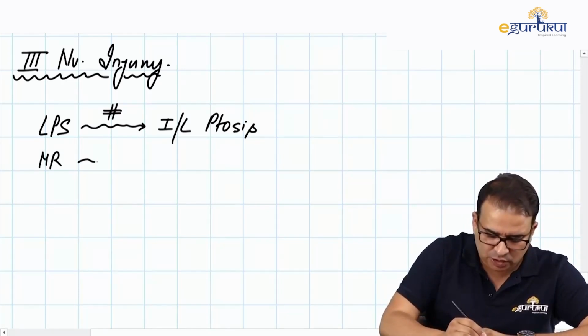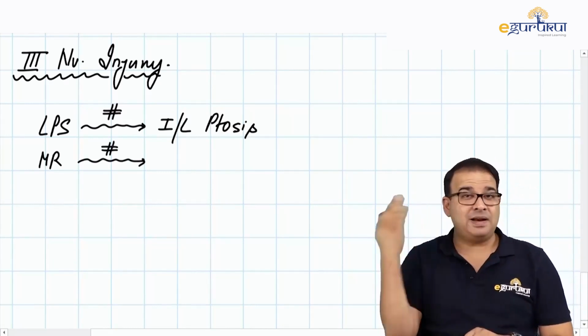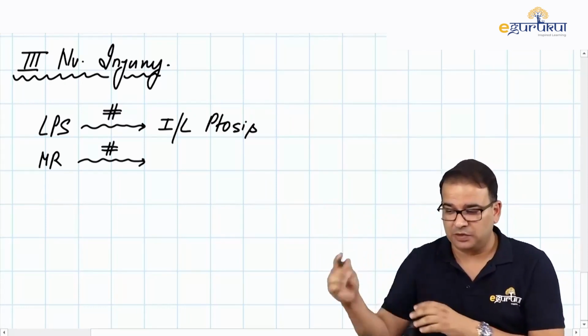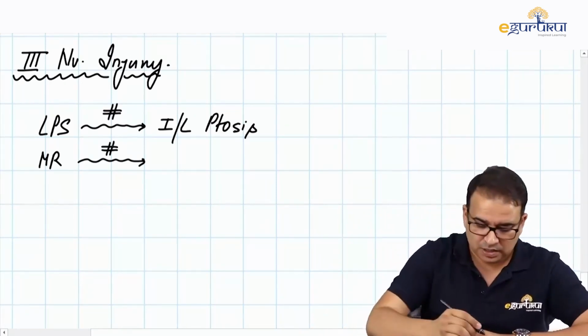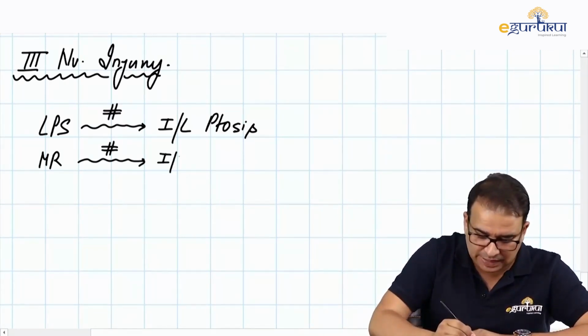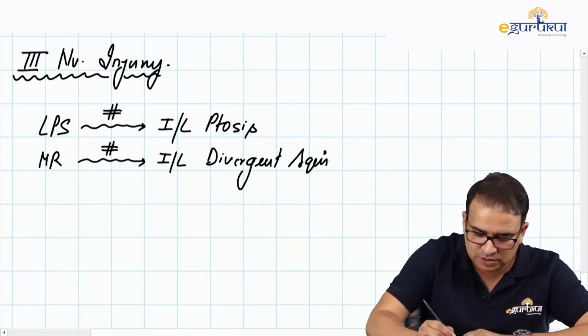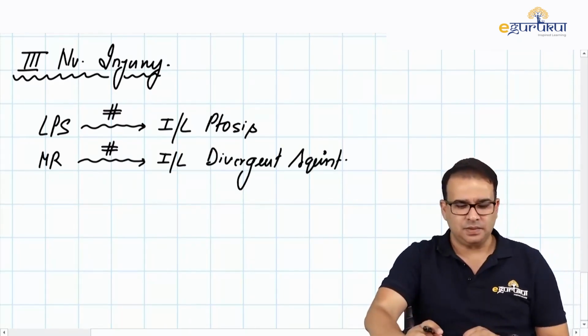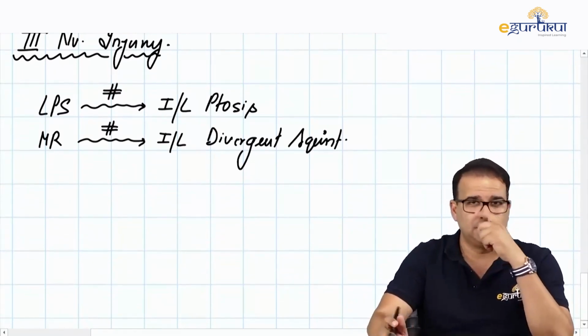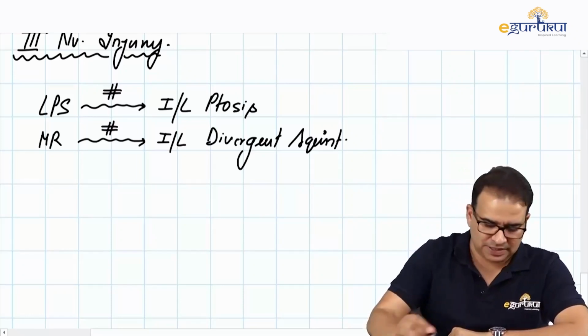Medial rectus is also gone. Medial rectus is supplied by the third nerve. Because medial rectus is gone, but lateral rectus is working, which is supplied by the abducens nerve, there will be ipsilateral divergent squint. The eyeball will be abducted on the same side.